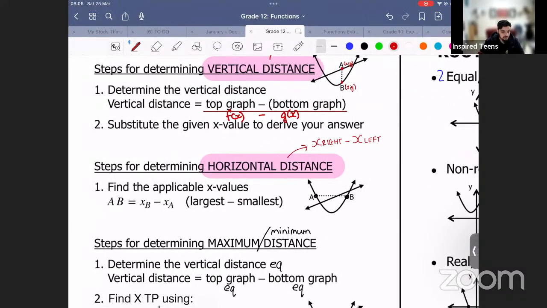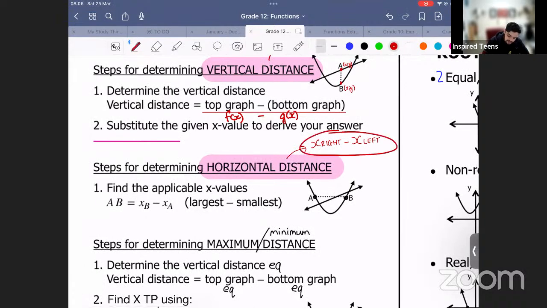Then we talk about horizontal distance. We know what a horizontal line is. We say x right minus x left. If you remember, the first thing we discussed in functions is the equation of a horizontal line. And we also said that on a horizontal line, the y value remains the same. That is why we can just say x right minus x left.